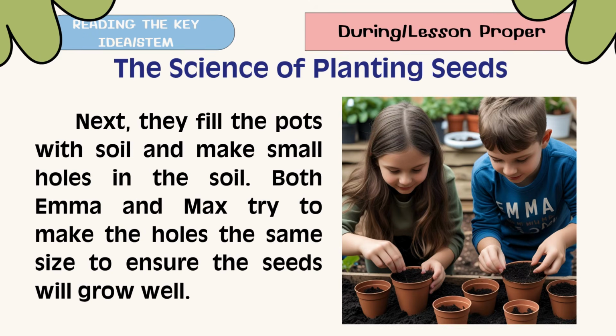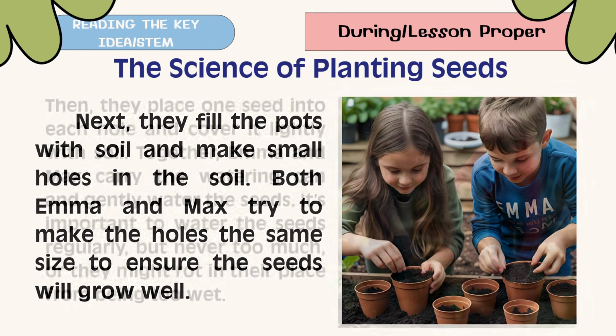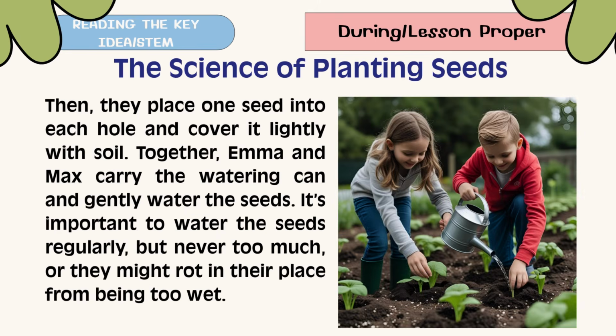Next, they fill the pots with soil and make small holes in the soil. Both Emma and Max try to make the holes the same size to ensure the seeds will grow well. Then, they place one seed into each hole and cover it lightly with soil. Together, Emma and Max carry the watering can and gently water the seeds.